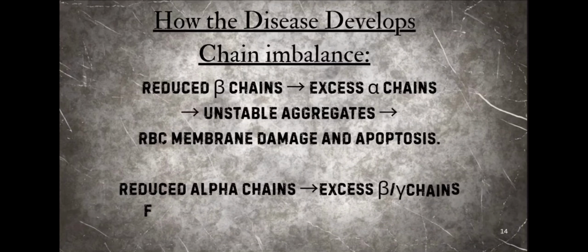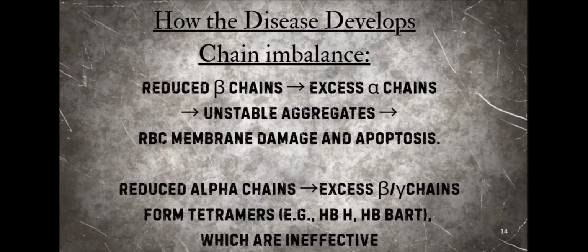How the disease develops: chain imbalance. If the beta chains are reduced, obviously alpha chains will be in excess. Then unstable aggregates will form, and RBC membrane damage and apoptosis will occur. With reduced alpha chains, there are excessive beta or gamma chains, and they form tetramers, which are very ineffective.